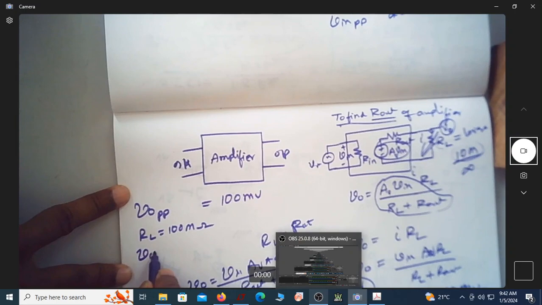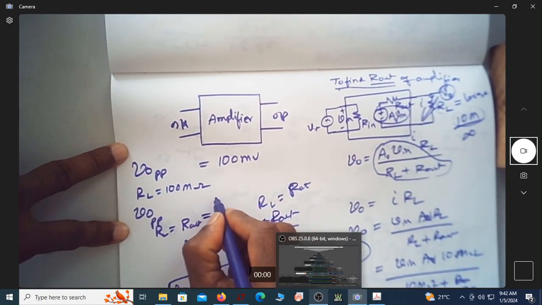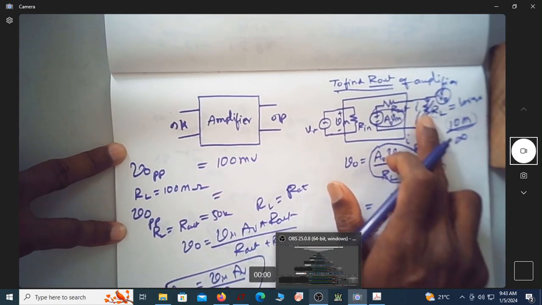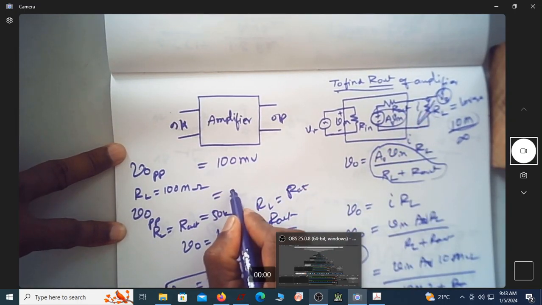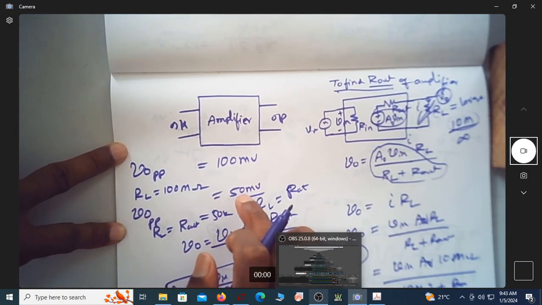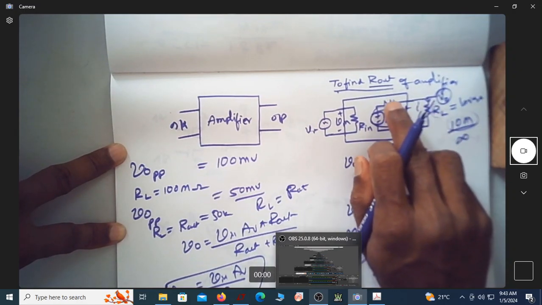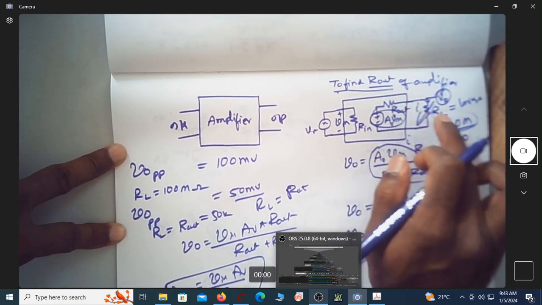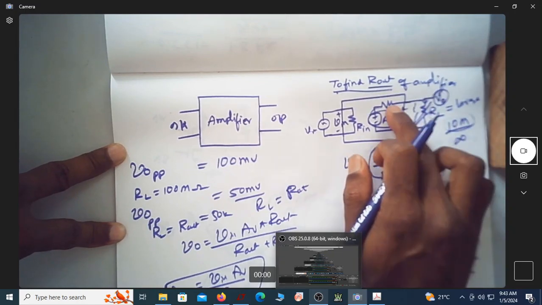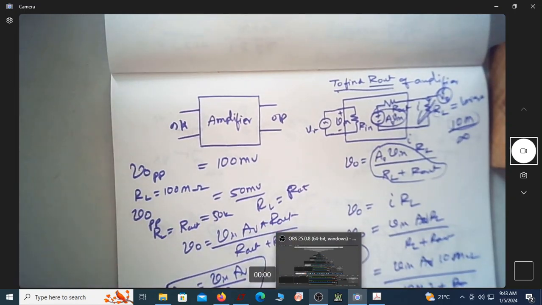So let me now find out what is V naught peak to peak when RL is equal to R out, that is 50K. As per this theory, this should be equal to 50 millivolt peak to peak. When this resistance is equal to R out, then only I'll get half of the output voltage than 100.